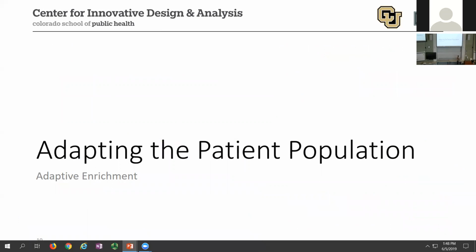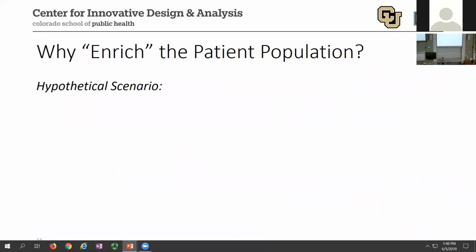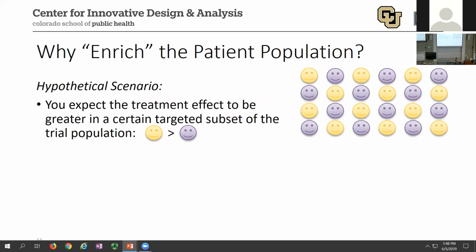One of the other things we can consider doing is this idea of adapting the patient population, or adaptive enrichment. So again, we're going to consider another toy hypothetical scenario where we might say, well, why would I want to quote unquote enrich my patient population for my study? So let's assume we have this nice hypothetical scenario where we're enrolling yellow smiley faces and purple smiley faces. And we expect that between these two, the yellow smiley faces actually have some more meaningful or strong benefit from this intervention than the purple smiley faces.